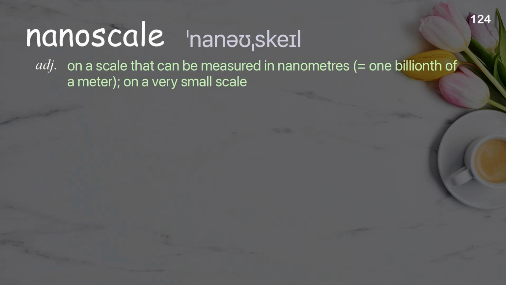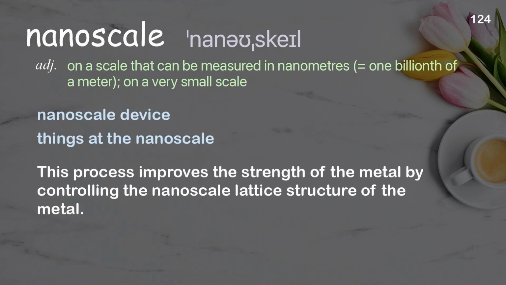Nanoscale. On a scale that can be measured in nanometers, equals 1 billionth of a meter, on a very small scale. Examples: Nanoscale device. Things at the nanoscale. This process improves the strength of the metal by controlling the nanoscale lattice structure of the metal.